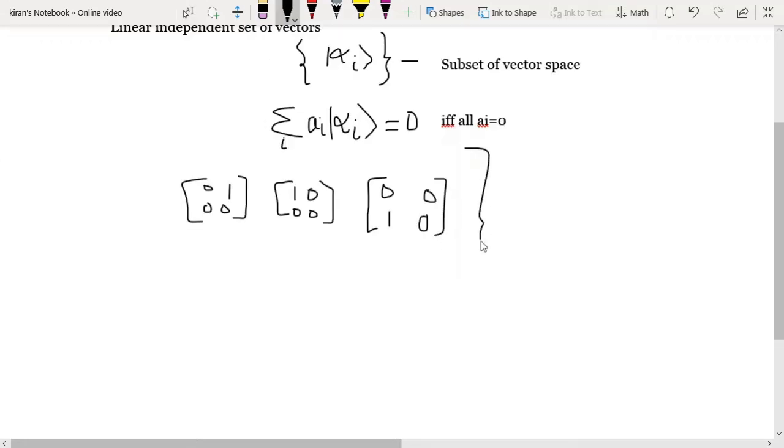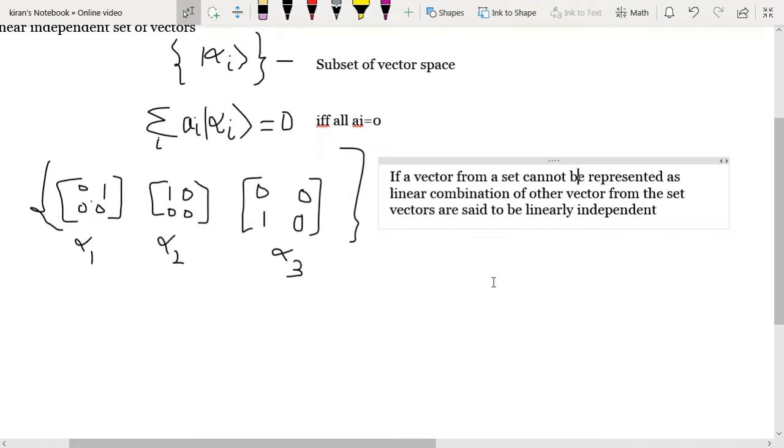Let me take an example. Suppose this is my subset of vectors. Let's say this is alpha 1, this is alpha 2, this is alpha 3. Can I represent alpha 1 as a linear combination of alpha 2 and alpha 3? Or can I represent alpha 2 as a linear combination of alpha 1 and alpha 3? Can I represent, let's say, alpha 3 as a linear combination of alpha 1 and alpha 2? No, it's not possible. If a vector from a set cannot be represented as a linear combination of other vectors from the set, the vectors are said to be linearly independent.